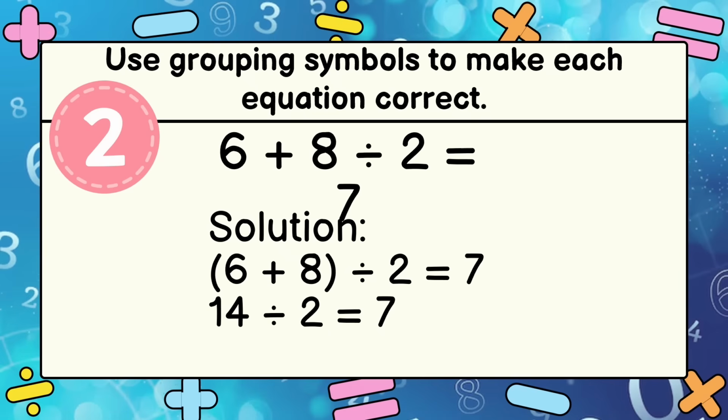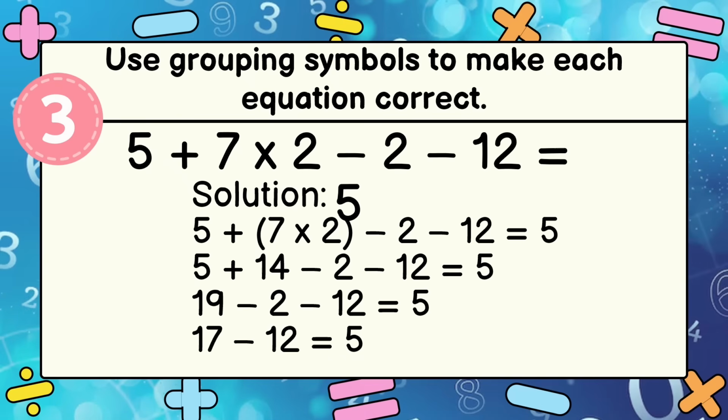So we have here 6 plus 8 divided by 2 is equals to 7. So 6 plus 8, open and close parentheses, divided by 2 is equals to 7. So 6 plus 8 is 12. Oh, sorry, 6 plus 8 is 14. Divided by 2, the answer is 7. Okay, the next equation, 5 plus 7 times 2 minus 2 minus 12. Okay, it's equals to 5. Okay, so we have there the solution.